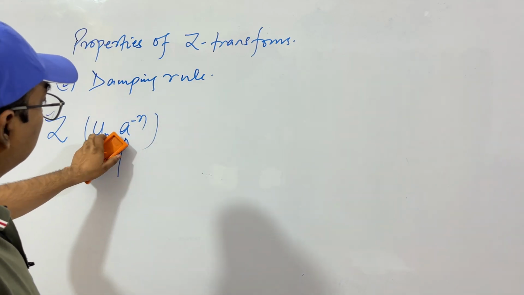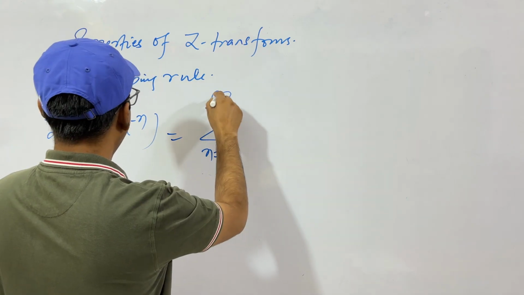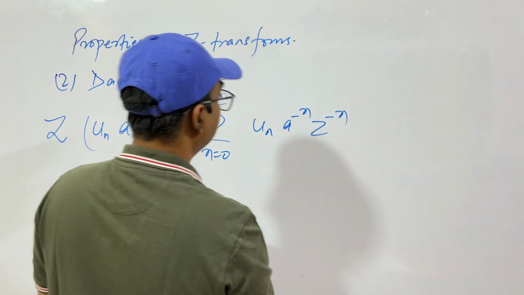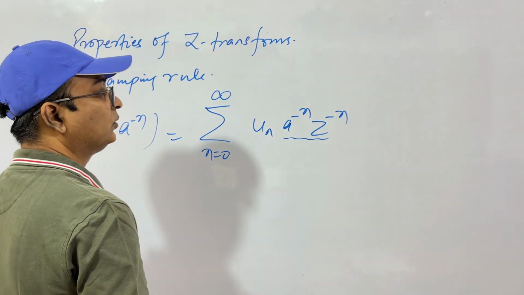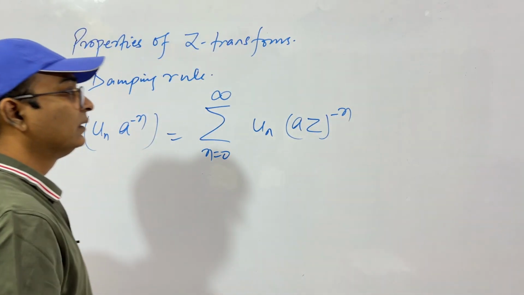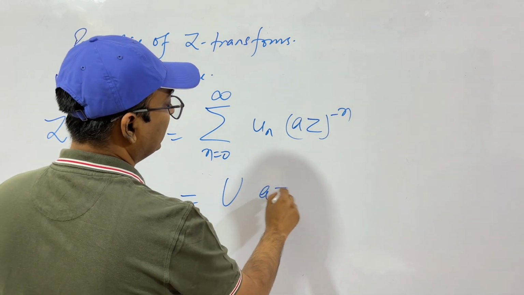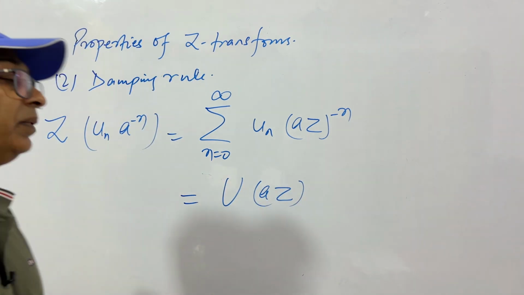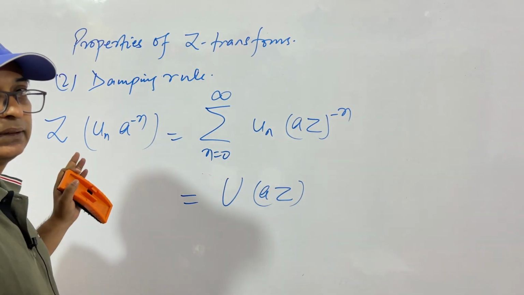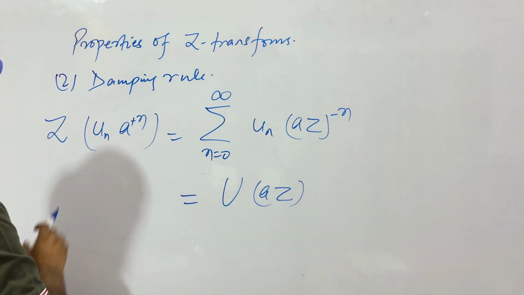If we have this function multiplied by this, then it is the sum from n equal to 0 to infinity of u(n) a to the power minus n z to the power minus n. Now you see a to the power minus n, z to the power minus n. You can write it as (az) to the power minus n, that is to say z has been replaced by az. So this actually is U(az). Simple. You replace z by az when the original function is multiplied by this. Now similar to this, what if it is multiplied by a to the power plus n, not minus n?